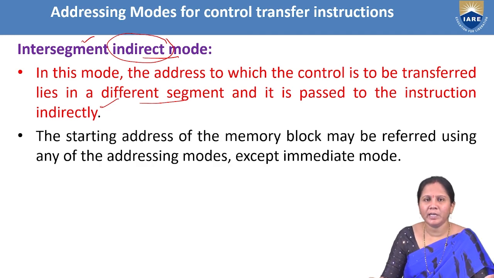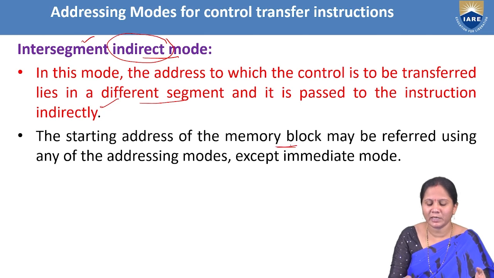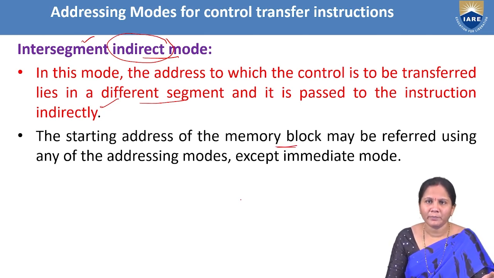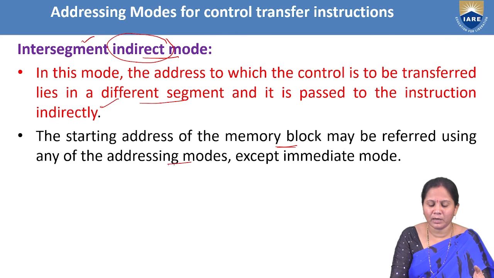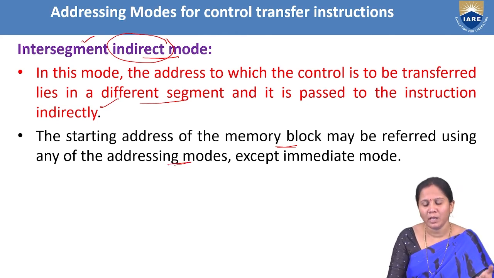Specifying indirectly means that particular address can be represented with the help of a memory block or by using some other addressing modes. Any addressing mode can be used, except immediate addressing mode. Why? Because immediate addressing mode means the data will be transferred, not the address.